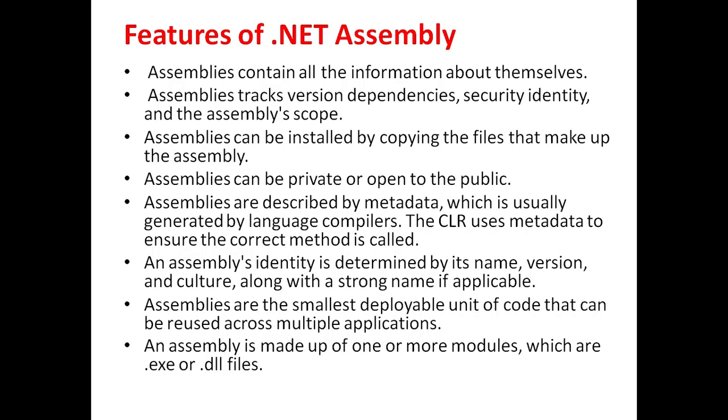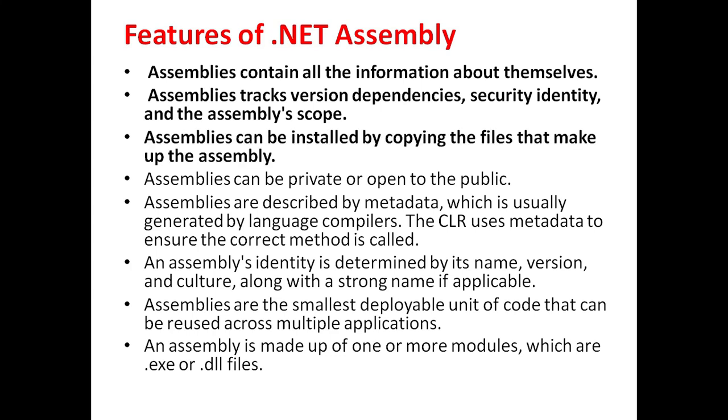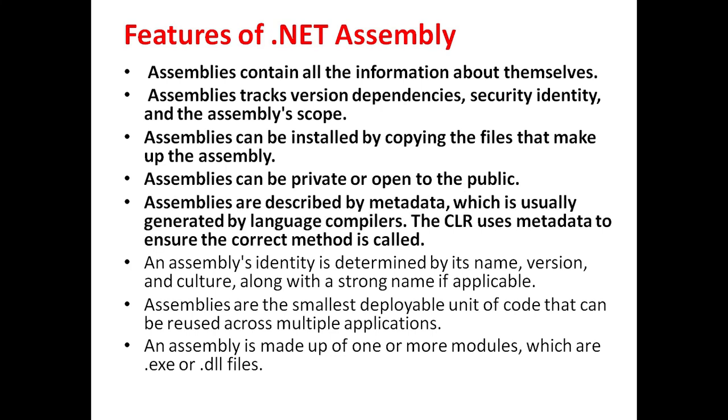Features of .NET assemblies are: assemblies contain all the information about themselves. They can track version dependencies, security identity, and assembly scope. Assemblies can be installed by copying the files that make up the assembly. Assemblies can be private or open to public. Assemblies are described by the metadata, which is usually generated by language compilers. The CLR uses this metadata to ensure the correct method is called.